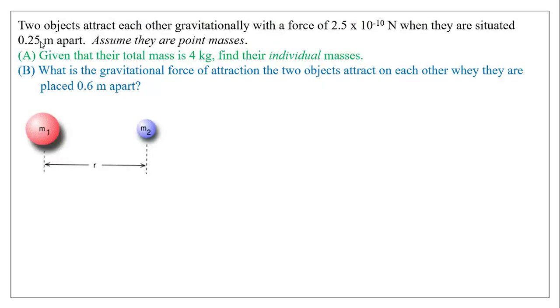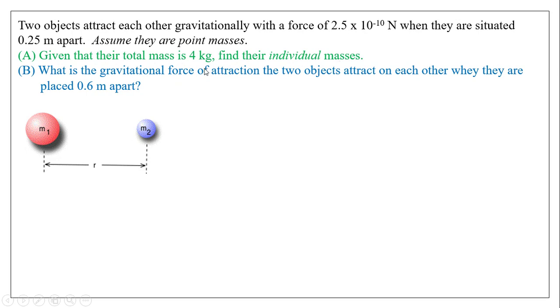So in this particular video, we have two objects attracted to each other gravitationally with the force of 2.5 times 10 to the negative 10 Newton when they are situated 0.25 meters apart. Let's just assume they are point masses. So here in part A, it says given that their total mass is 4 kilograms, find their individual masses.